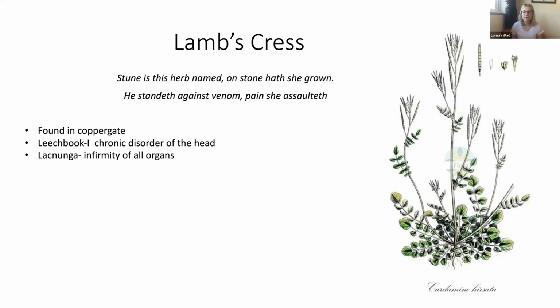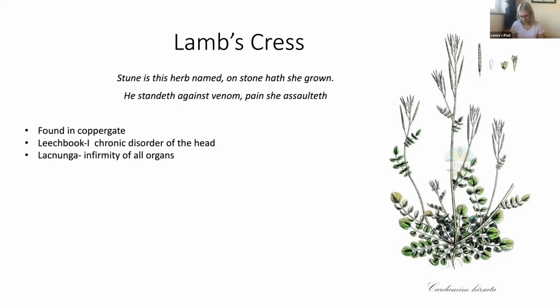This one's a bit of an odd one because the etymology doesn't quite line up, but this one's the best guess that we've got for it. Lamb's cress is another salad green. It's an edible plant. It grows in damp places. It was found in Coppergate in the form of fruit, found through wet sieving in a waterlogged context. So this does link up with found around stone and damp places, so a riverside building, that sort of thing. In other texts, it doesn't appear very often.